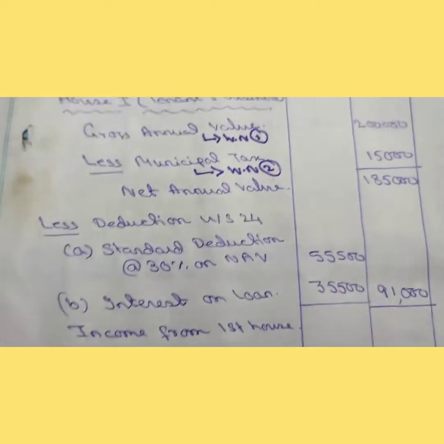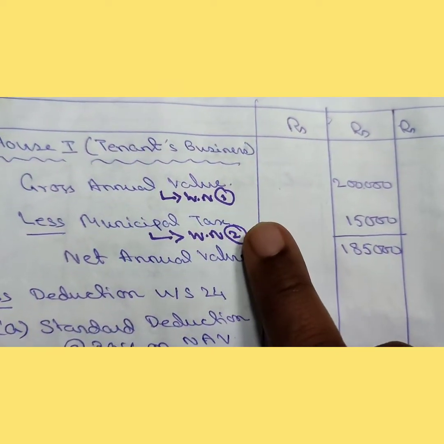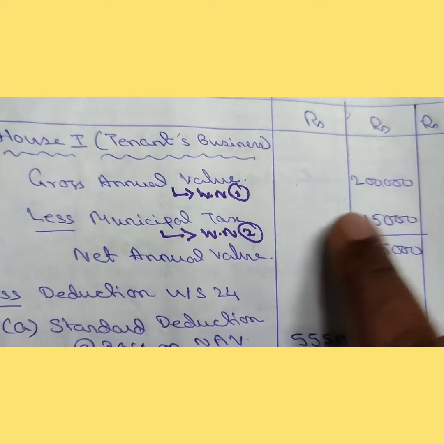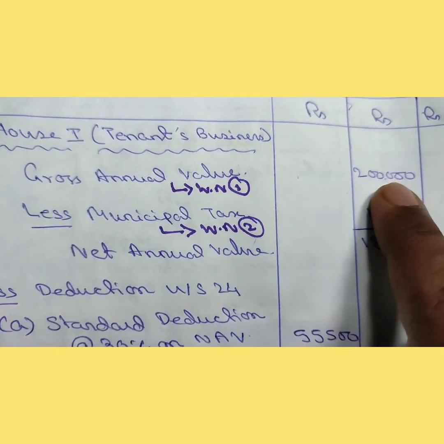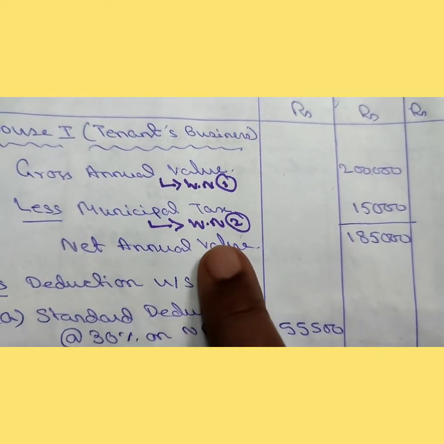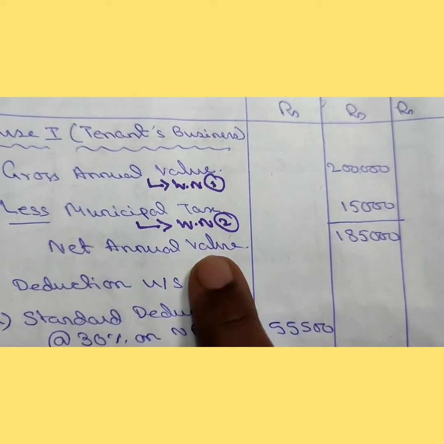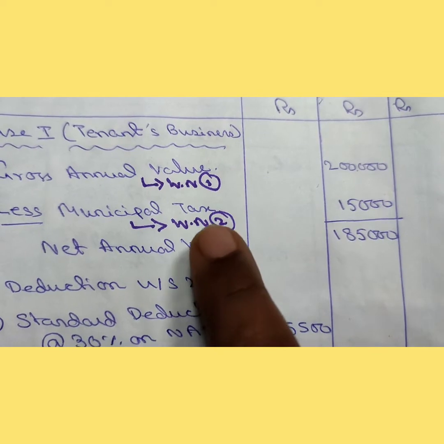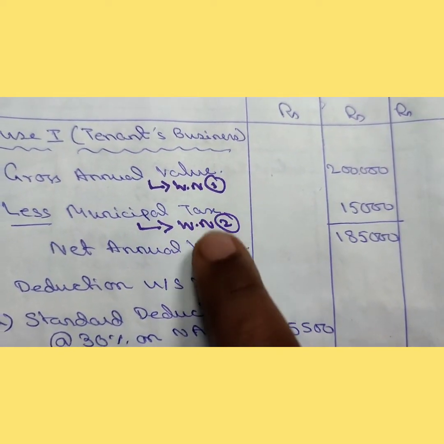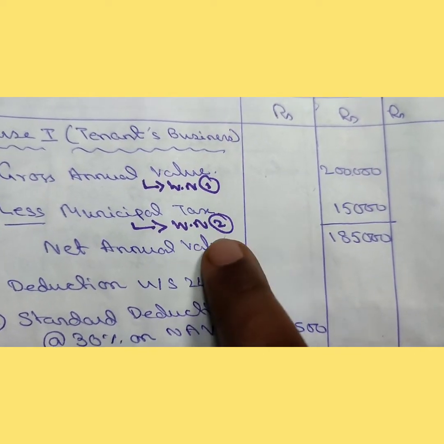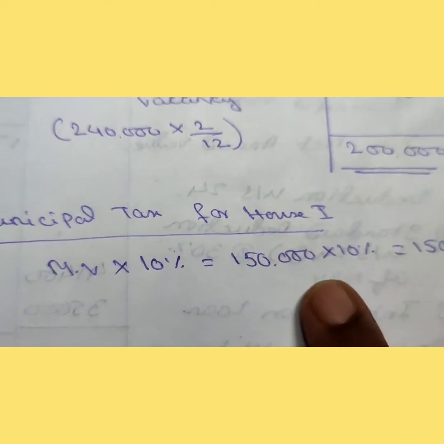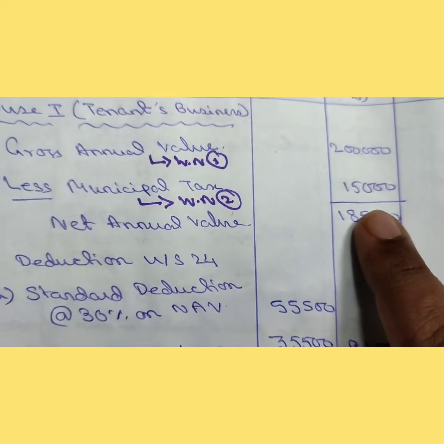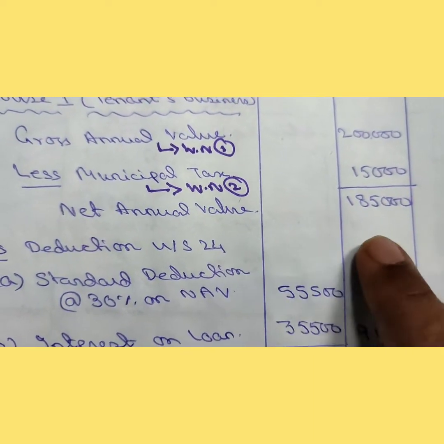So, in the main sum, I have taken this gross annual value here, and it is computed in a working note. The working note number is mentioned here. Next is municipal tax. In the question, it is given that municipal tax is 10%. 10% of what? Municipal tax is always calculated on the municipal value of that house. The municipal value of that house was ₹1,50,000, so municipal tax is 1,50,000 into 10%, that is 15,000. So gross annual value is reduced by municipal tax of 15,000, that is 1,85,000. This is the net annual value.